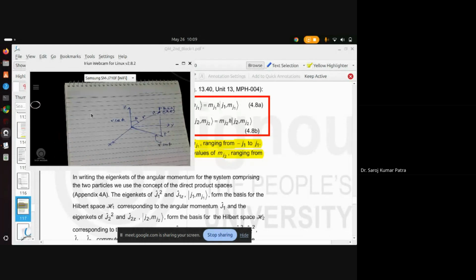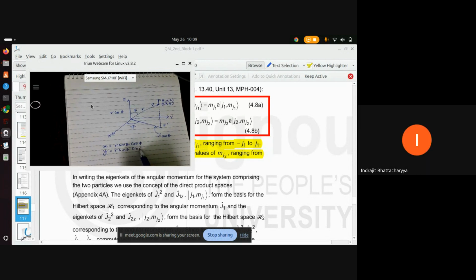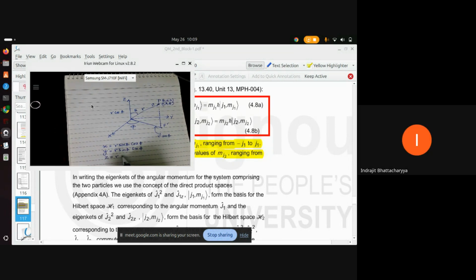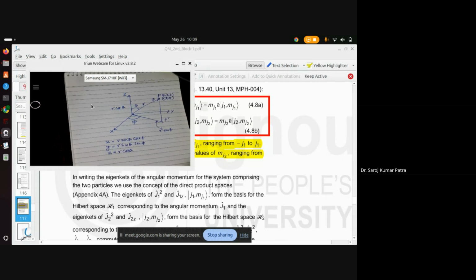And the angle it makes with the x-axis is phi. So your x component will be r sin theta cos phi, and the y component would be r sin theta sin phi. The z component is equal to r cos theta.